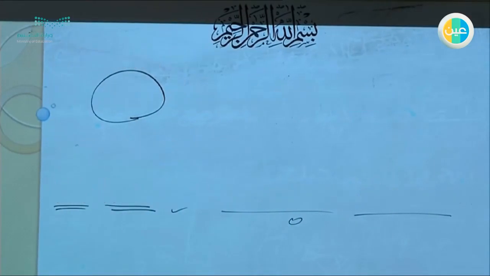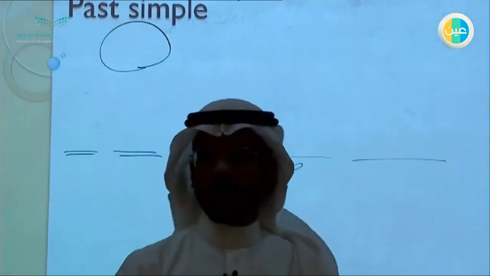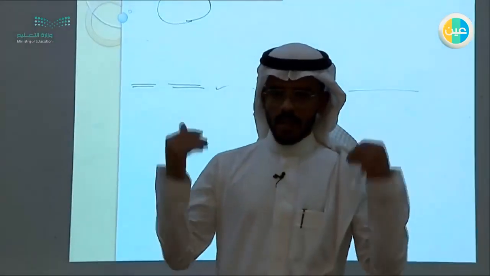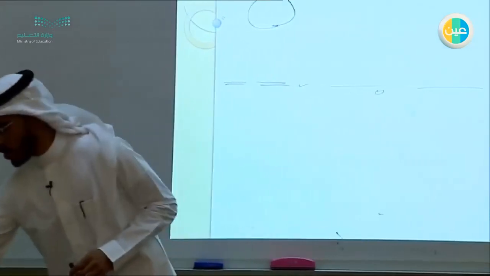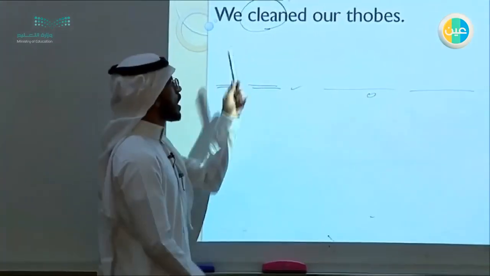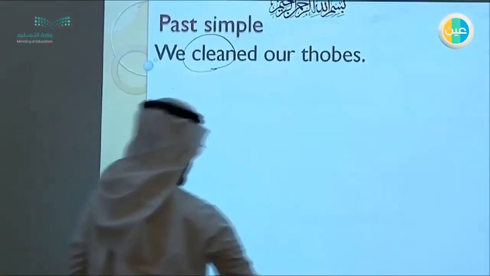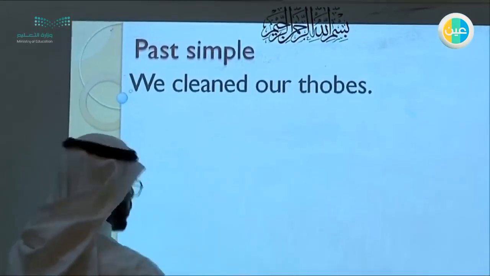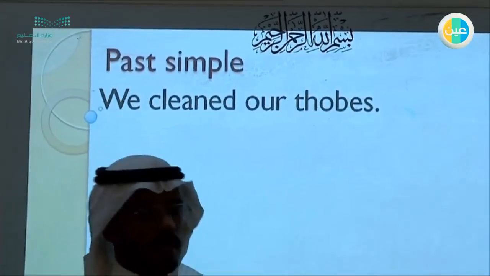Let's move to past simple. As you know, past simple is an easy one. We use it when something happened in the past and is completely finished. So let's take the sentence: we cleaned our thobes yesterday or last week. We cleaned. Now this is the verb, cleaned, our thobes is the object, and we is the subject. هذا هو الفاعل والفعل والمفعول.